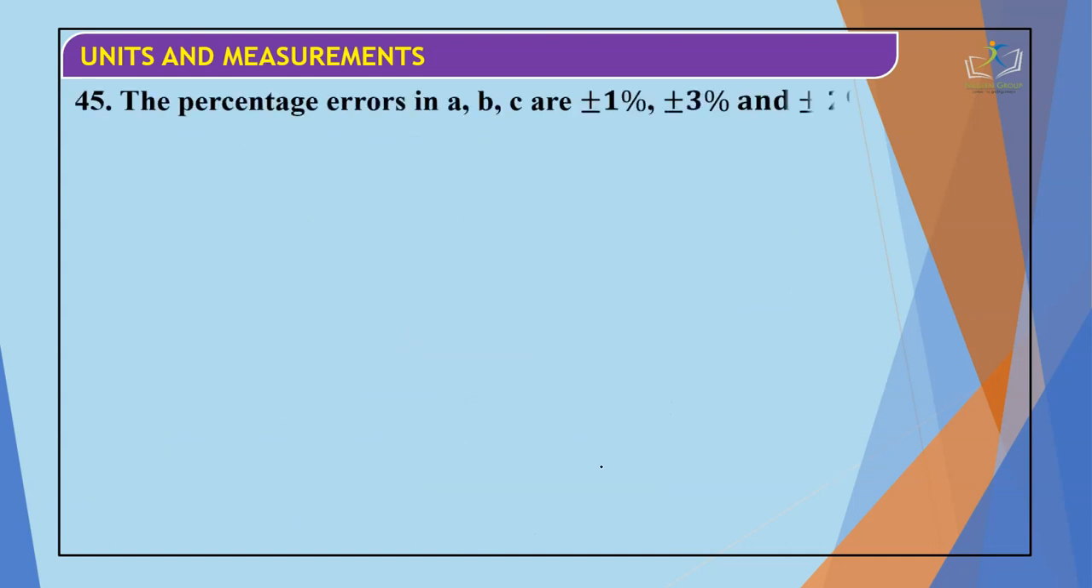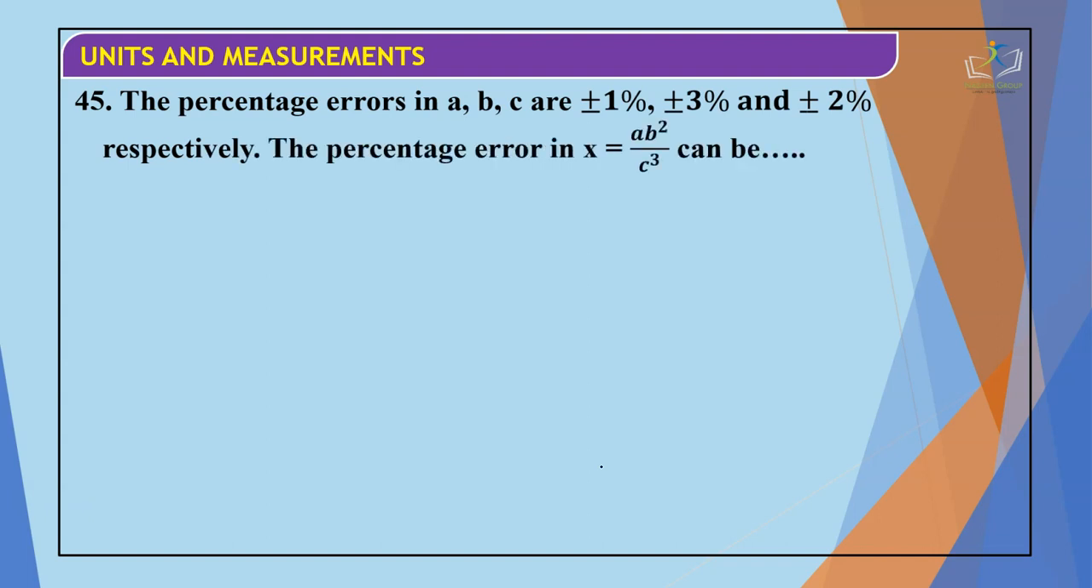Next, the percentage errors in A, B and C are 1%, 3%, 2% respectively. The percentage error in X is equal to A B square by C cube, can be: plus minus 13%, plus minus 7%, plus minus 4%, plus minus 1%.